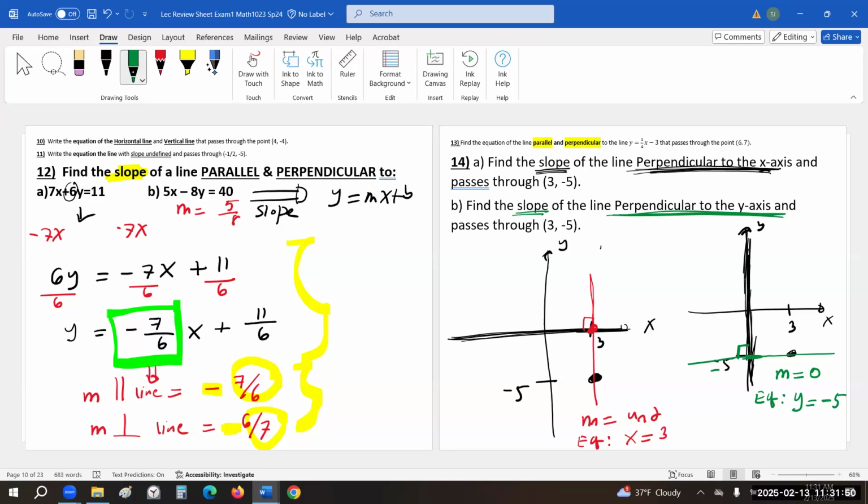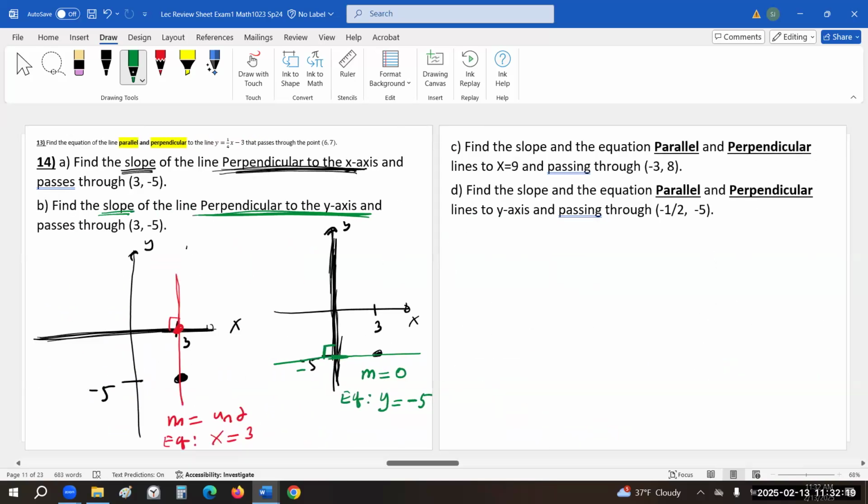1 point for drawing your line, 1 point for the slope, 1 point for the equation. 3 points. And I'll give you 8 to 10. I don't remember how many, probably 10 or probably 8. Okay.